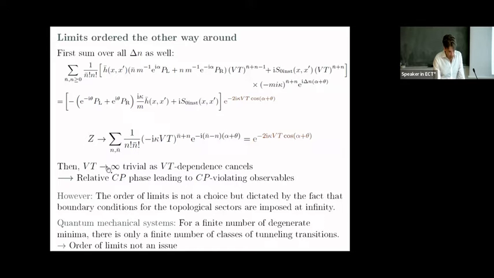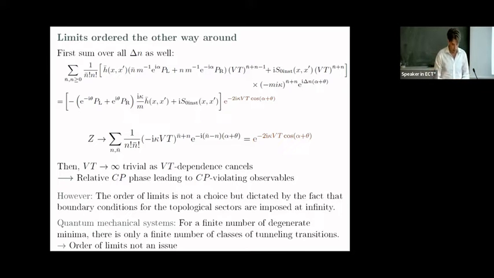So we get CP violating observables simply because here we have e to the i gamma 5 theta, and here we have still e to the i gamma 5 alpha sitting there. But this order of limits is not a choice. It is dictated by the fact that we have to impose the boundary conditions for the topological sectors at infinity, because these are basically just the configurations that the path integral with open boundary conditions selects.